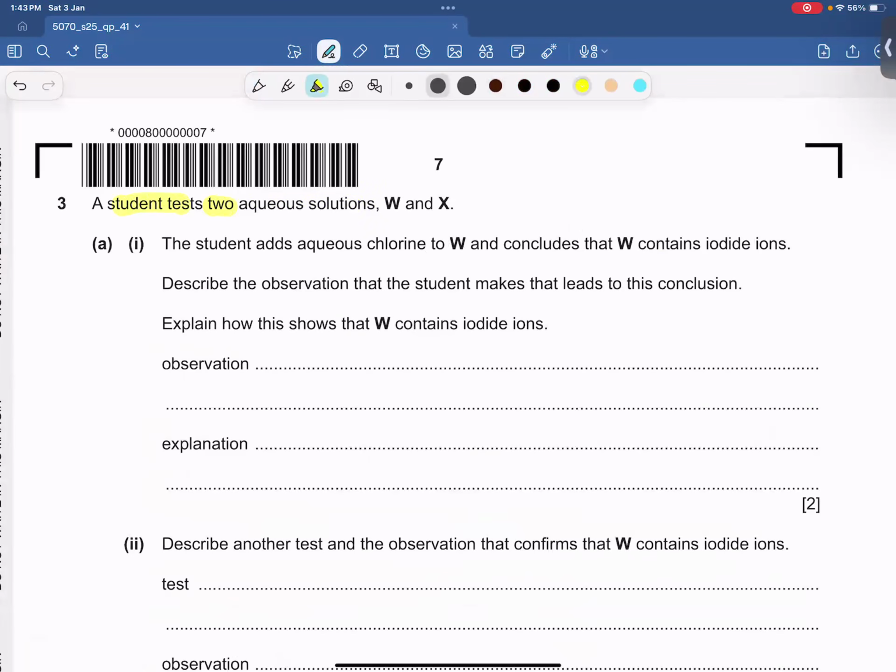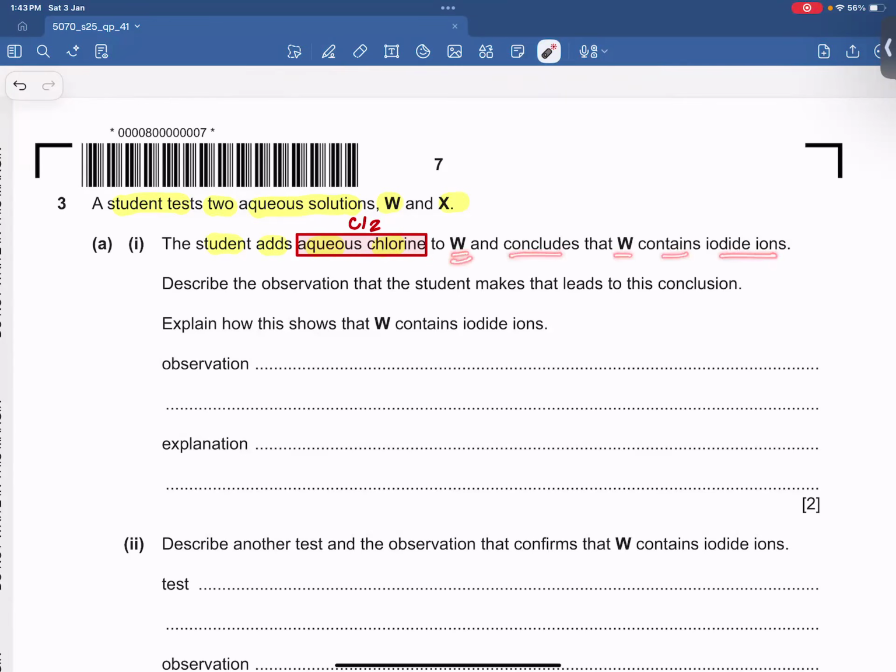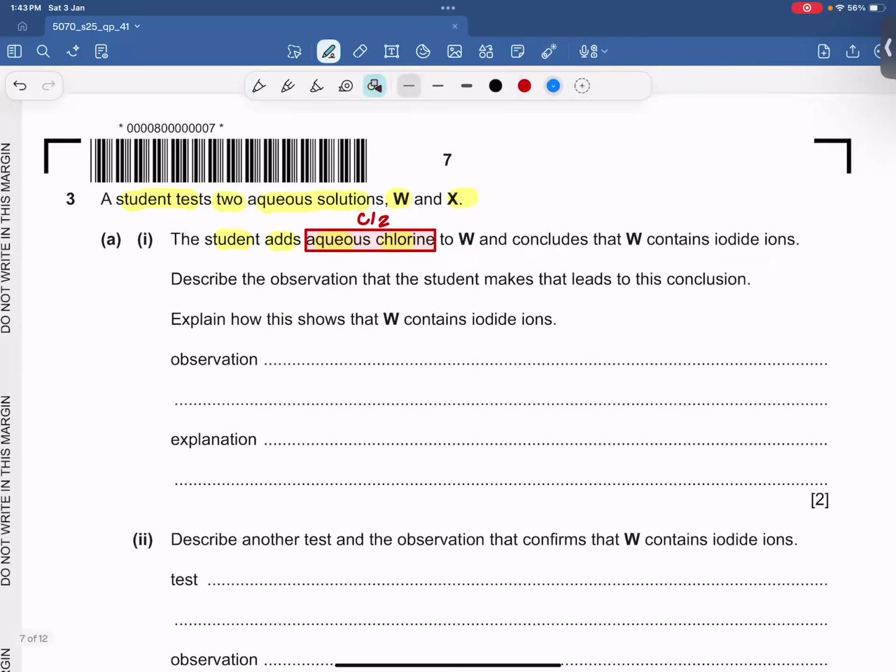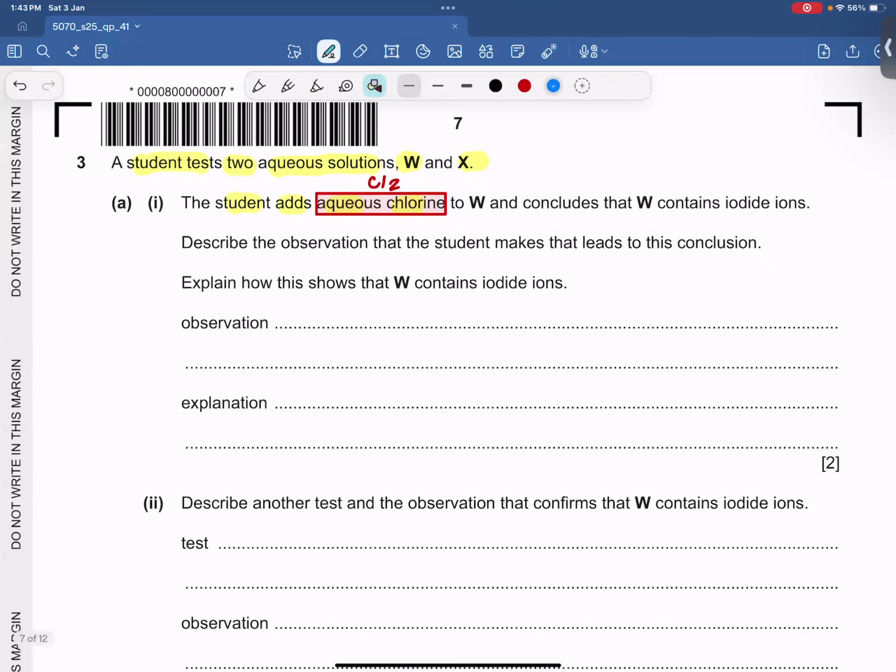A student tests two aqueous solutions W and X. The student adds aqueous chlorine, Cl2, to W and concludes that W contains iodine. So that's a very important statement. W contains iodine. Describe the observation that the student makes that leads to this conclusion. Explain how this shows that W contains iodide.